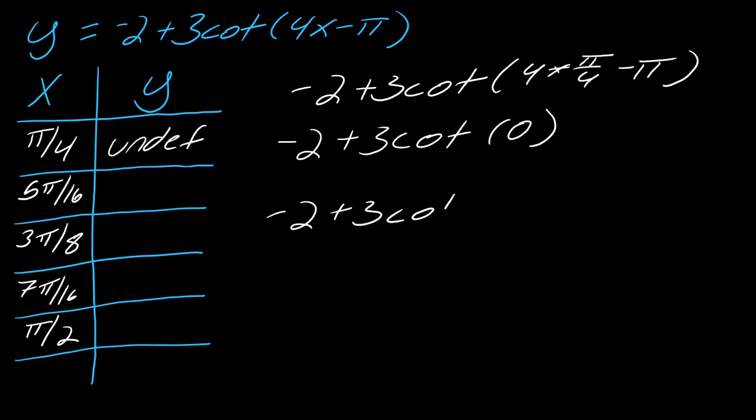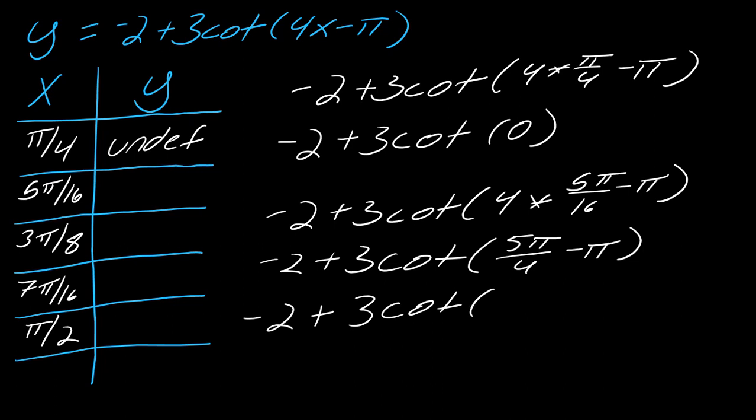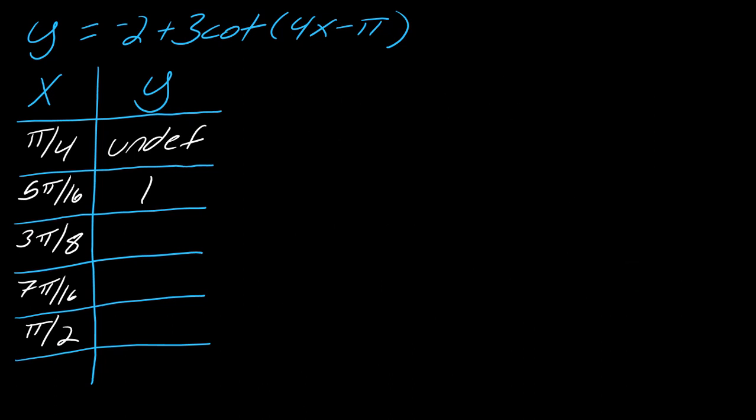Next, I'm going to have 4 times 5 pi over 16 minus pi. So that's going to come out to 5 pi over 4 minus pi, so that's going to equal -2 plus 3 cotangent of, let's see, just pi over 4. So the cotangent part is equal to 1. So then I'm left with -2 plus 3 times 1, so that just equals 1. Okay, let me clear some space, and we'll continue on down the line.